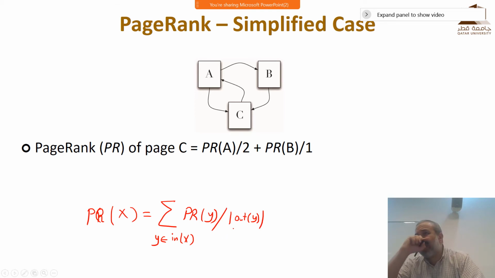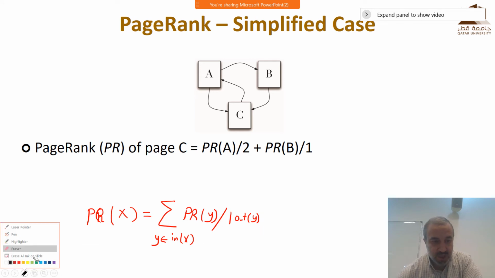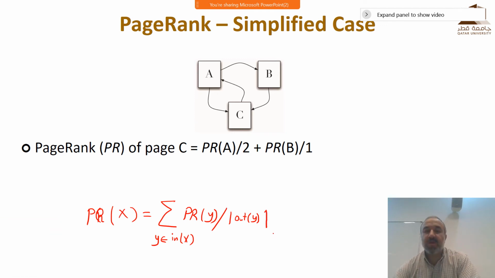Out of Y here is the set of the nodes linked from Y, okay? And the determinant here means the cardinality, the size of that set. Okay, so do you understand the notation so far? Okay, that's it.